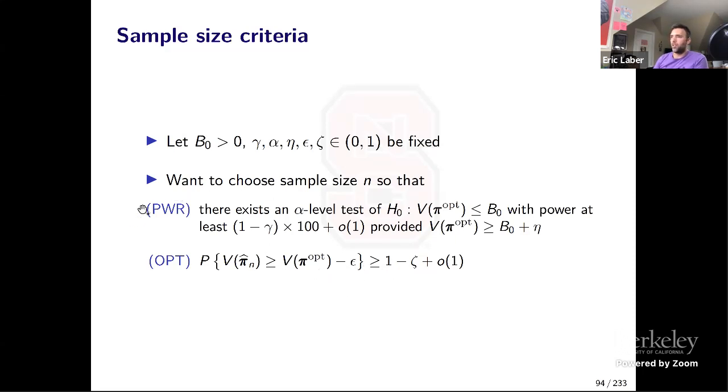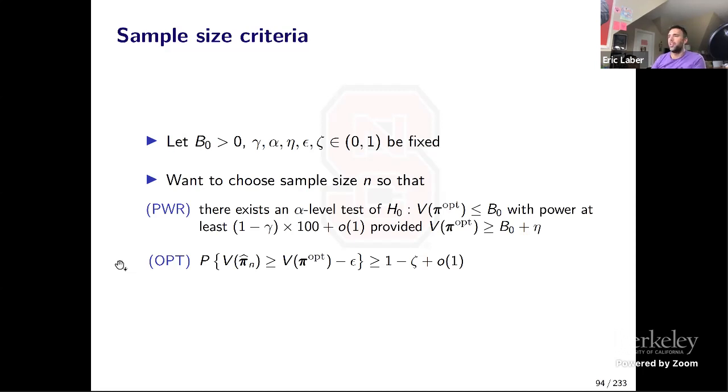So you want n so that both of these things happen. One, is it worth personalizing in this context? And two, if it is, I want the rule I learned to be very near to optimal with high probability. And in the remainder of this section, we go through how to do that.